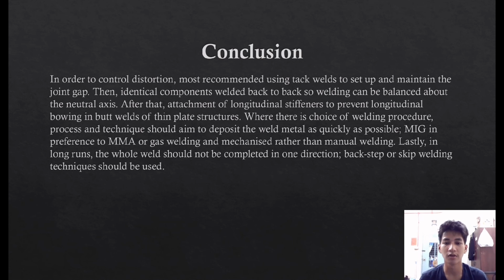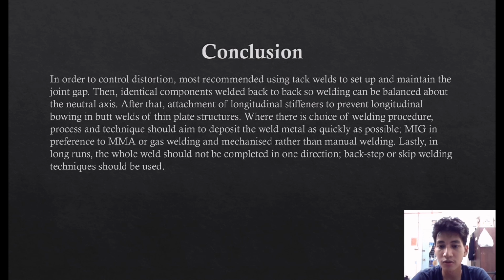So the conclusion is, in order to control distortion, it is most recommended to use tack welds to set up and maintain the joint gap. Then identical components are welded back to back so welding can be balanced about the neutral axis. After that, attachment of longitudinal stiffeners to prevent longitudinal bowing in butt welds of thin plate structures.